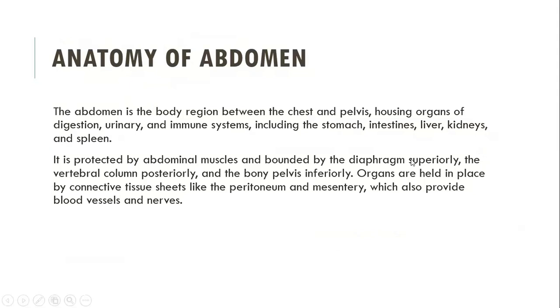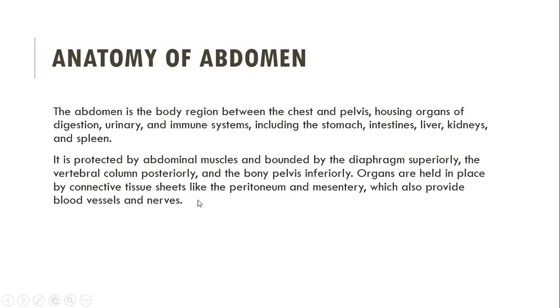Now we come to the anatomy of abdomen. The abdomen is the body region between the chest and pelvis, and it basically houses the organs of digestion, urinary, and immune system, like the stomach, intestines, liver, kidneys, and spleen. The abdomen is protected by abdominal muscles, and it is bounded by the diaphragm superiorly, the vertebral column posteriorly, and the bony pelvis inferiorly. If you see the abdomen, superiorly it is bounded by the diaphragm.